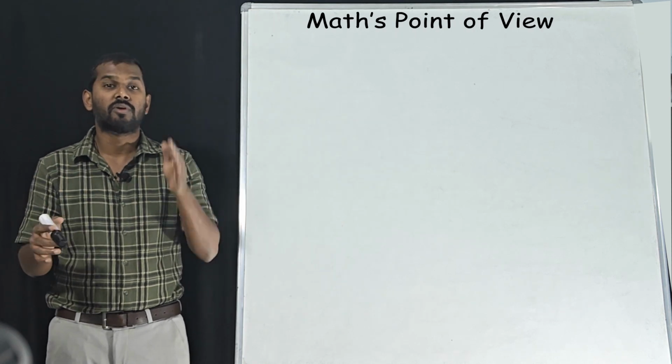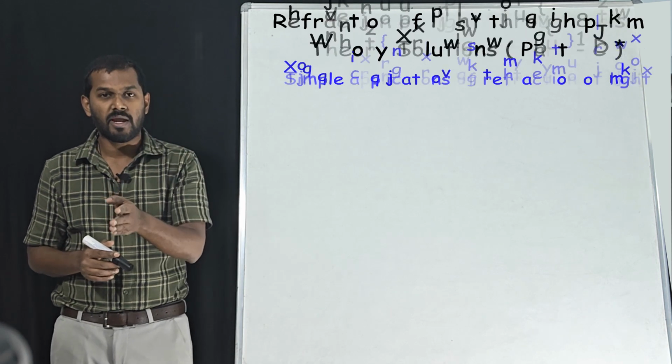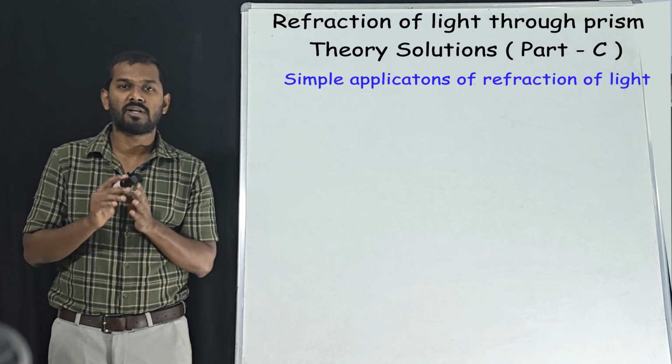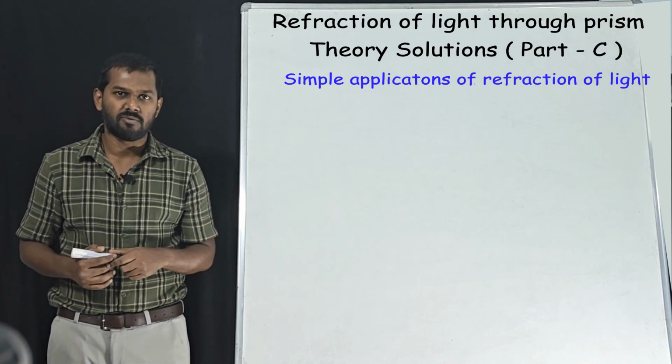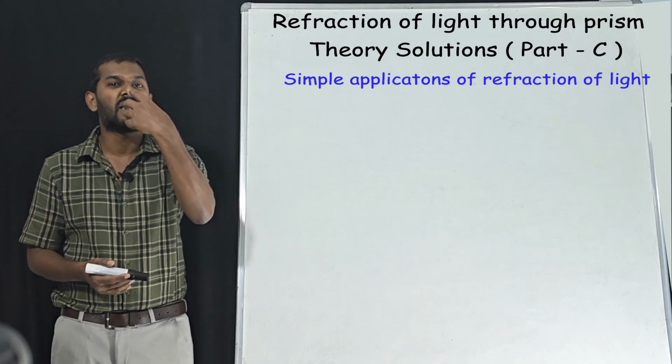Today we are going to solve each and every theory question from the chapter Refraction of Light, that too part C, simple application of refraction of light. That is nothing but apparent depth, real depth and shift. So before solving these questions, we need to understand the concept.